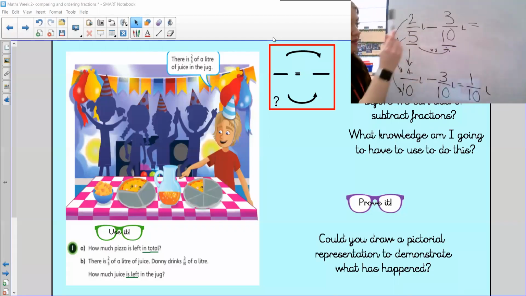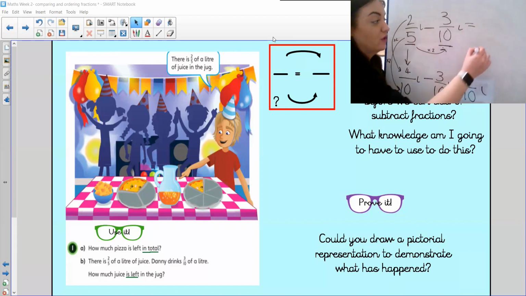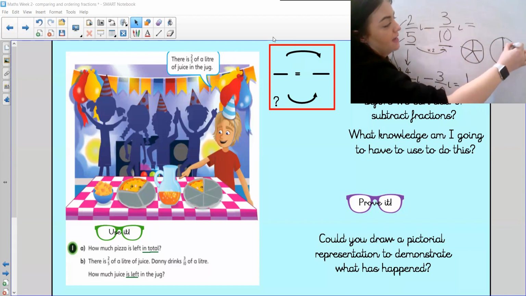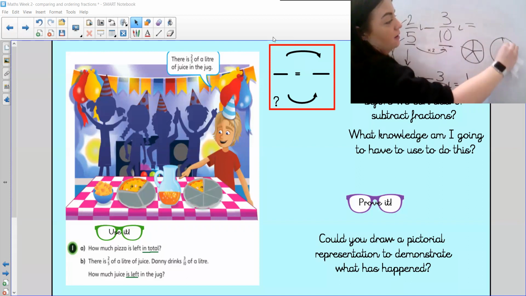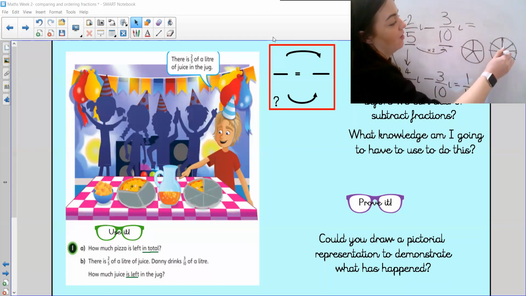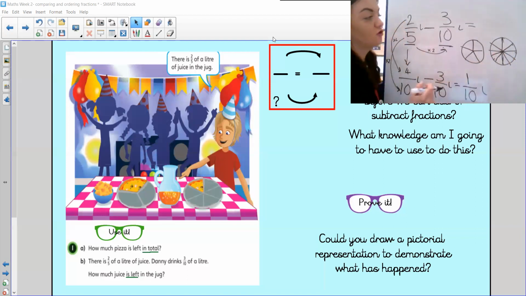Now, you might have used this sort of diagram, but you could have also used your pictorial representation. So here I might have had 2/5, and this one I'm working in tenths. Oh, wasn't a very good drawing, was it? Right, so this is not as accurate as I would like it, but it's just to show you.